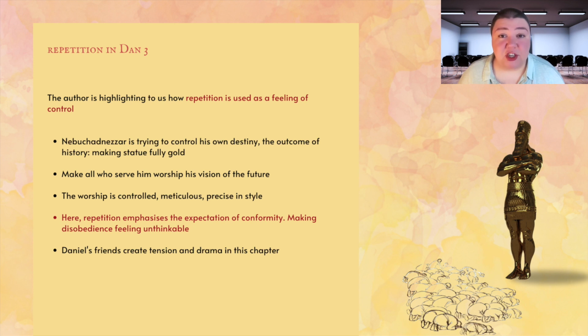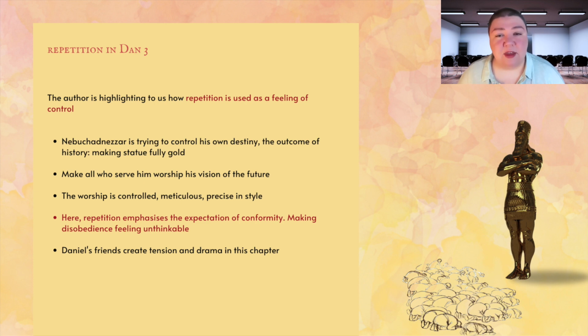As we said, repetition emphasizes the expectation of conformity. Have you ever been a part of a choir, even as a child, and you make a mistake? You come in too soon or you stop singing too late, and it feels embarrassing to be that one voice out of place. Well, in this scene, rebellion is made harder to carry out because of the emphasis on conformity. The more rigid and perfect the straight line, the more unthinkable disobedience becomes. Therefore, Daniel's three friends create tension and drama in this chapter.